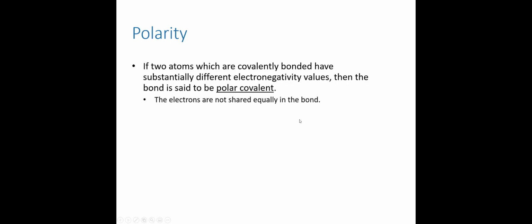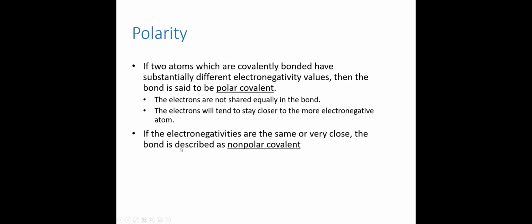So the electrons are not shared equally. They are pulled towards the more electronegative atom. So we can almost think of the more electronegative atom as like an electron vacuum cleaner. It is sucking the electrons towards it. And those electrons spend more time towards that atom than they normally would towards the other atom. If the electronegativities are the same or very close, the bond is described as nonpolar covalent. And by close, what we mean is a difference of 0.4 or less.